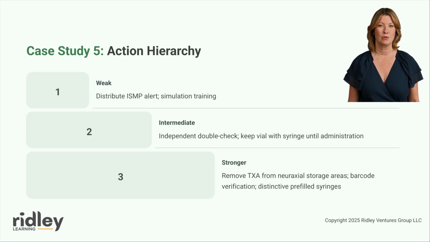Now let's consider prevention strategies using the action hierarchy. Weaker actions would include distributing the ISMP alert on TXA wrong route errors to all anesthesia and nursing staff, conducting simulation training on LASA medication error recognition and response, and establishing a policy requiring medication safety review before adding any new high-risk medication to protocols.